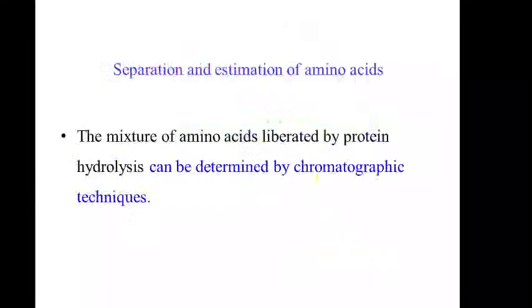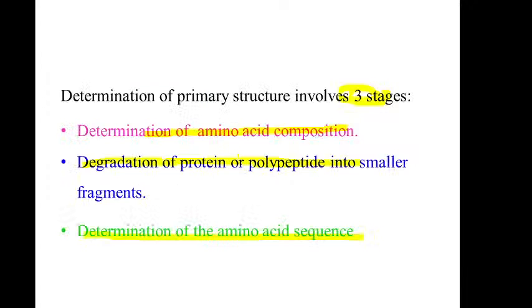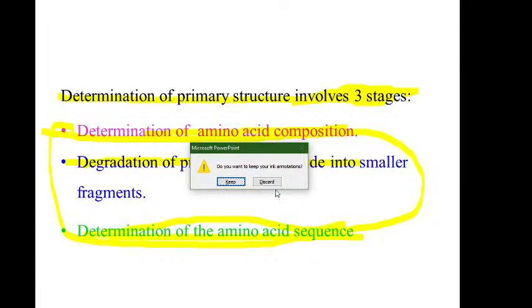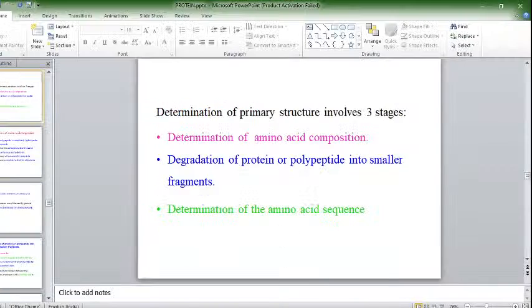I think that's all for today. We will discuss it later. For tomorrow we will have to do the determination of the primary structure, which involves 3 stages. We have to discuss these 3 stages in detail: determination of amino acid composition, degradation of protein and determination of the amino acid sequence. The remaining part we will discuss later on.